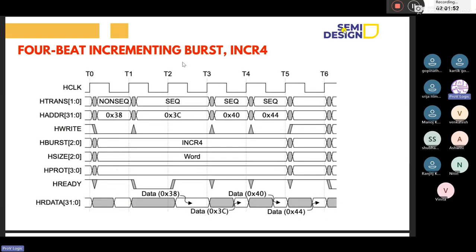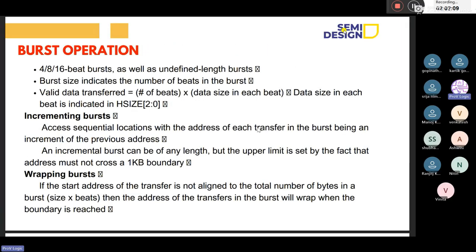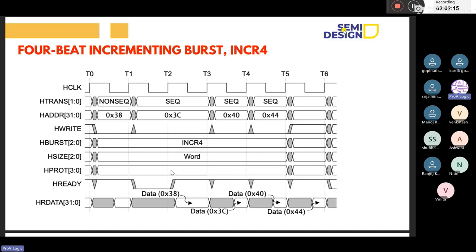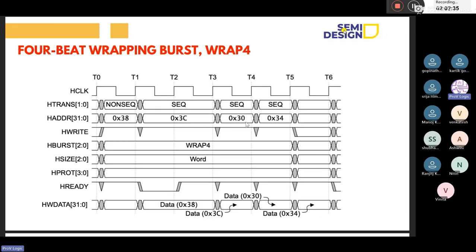Okay, in the same way, increment. Increment means its boundary is up to whatever size you are taking. It will keep going till that size. Suppose here we have taken a 1K boundary size. It should not cross the 1K boundary. Till the 1K boundary it can increment to any address within the loop. So 38, 3C, 40, 44. After 3C, 40, 44, it keeps incrementing. But if you see wrap, after 3C it comes again to 30, 34 within the loop.